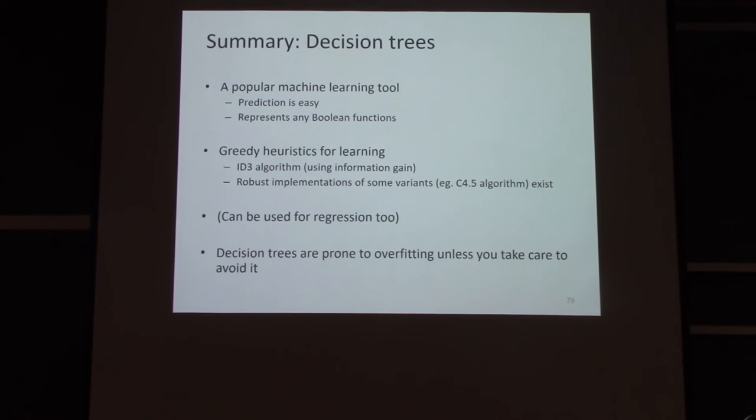Decision trees can be prone to overfitting unless you take some extra steps to avoid it. And one of the nicest things about decision trees, and one of the reasons why they refuse to die, is that they are probably the most interpretable classifier. Because I can just look at the tree and I know why the decision was made. I can explain the decision of a classifier with a decision tree better than with any other.